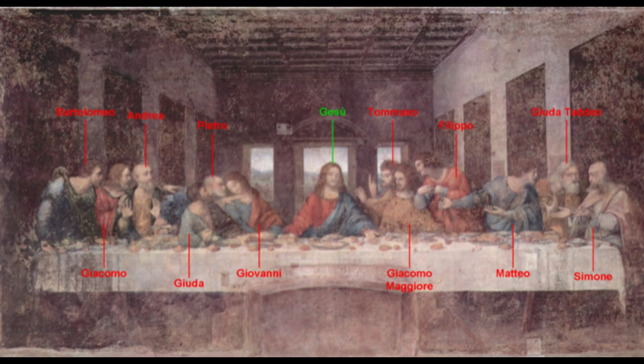Peter is holding a knife and leaning forward, depicting loyalty and impulsiveness. John is calm and feminine, which was a typical Renaissance way of depicting a young man. Thomas points his finger upwards, a symbol of doubt and curiosity.